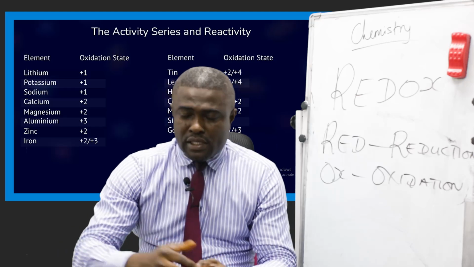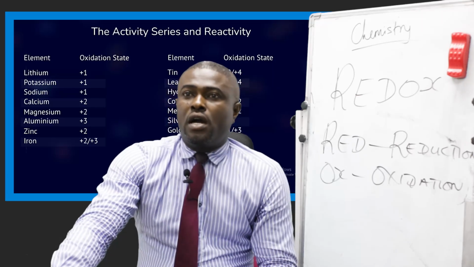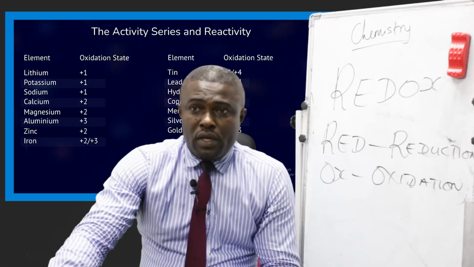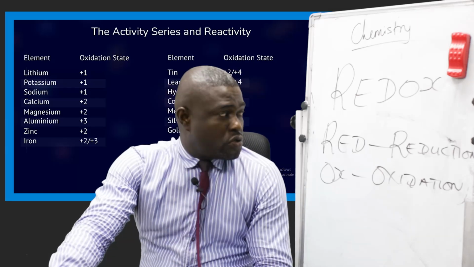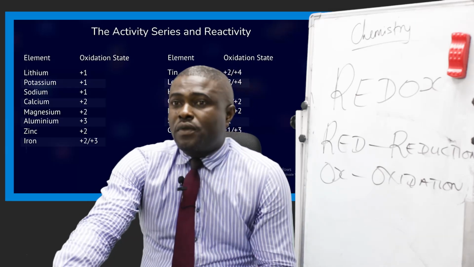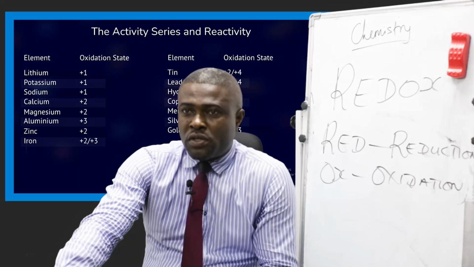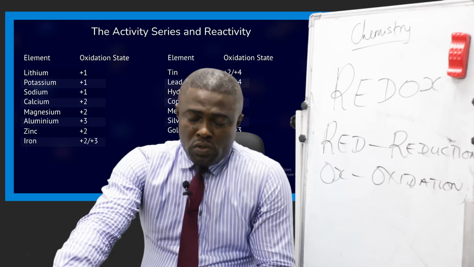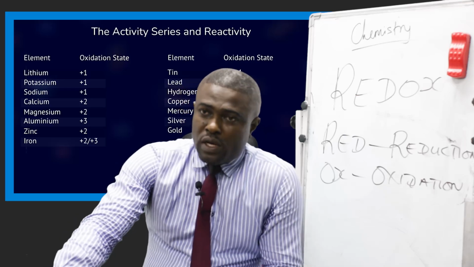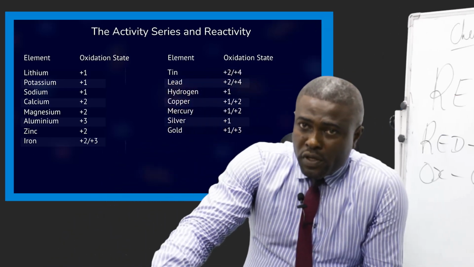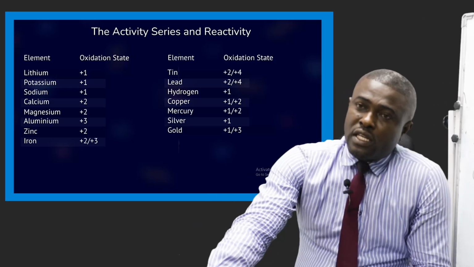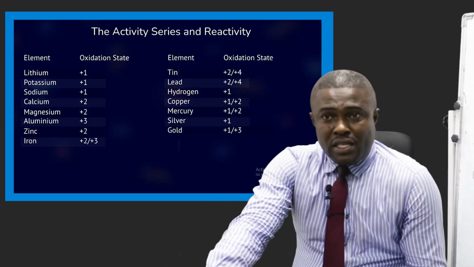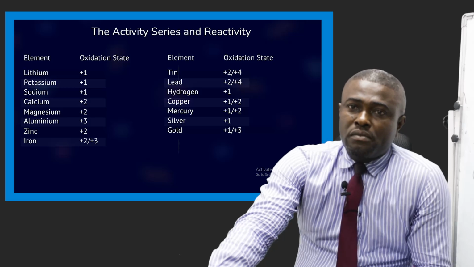By the end of this class, we shall be able to explain what oxidation reaction is and what reduction reaction is. We shall be able to calculate oxidation number of elements in the neutral state and elements in their combined form.